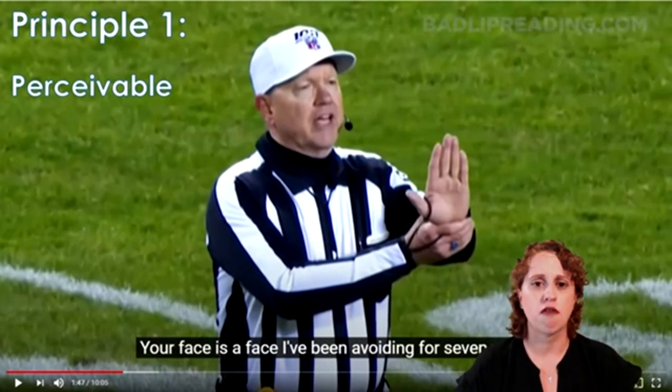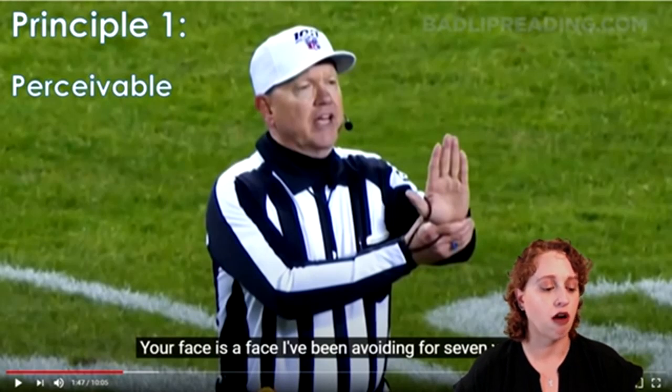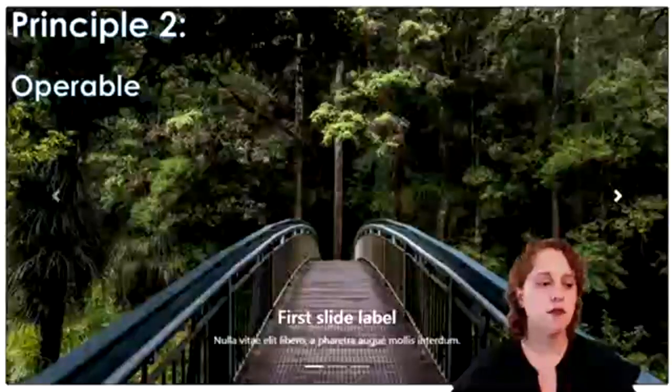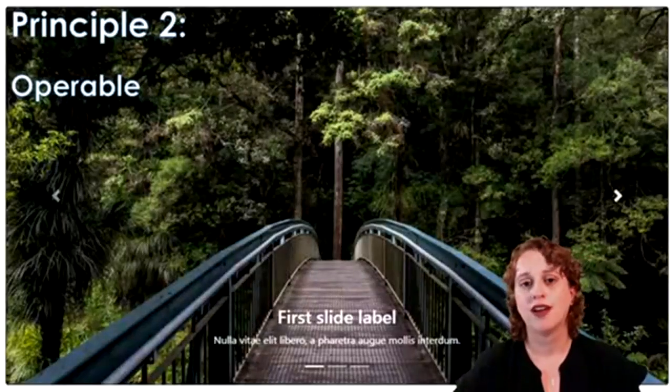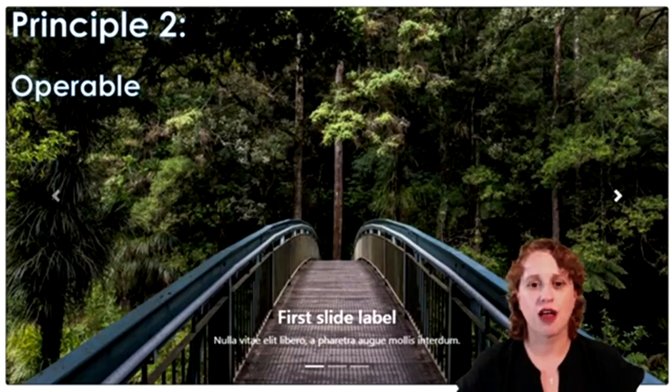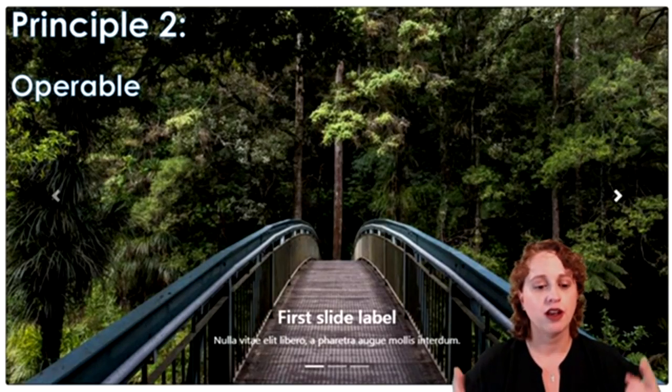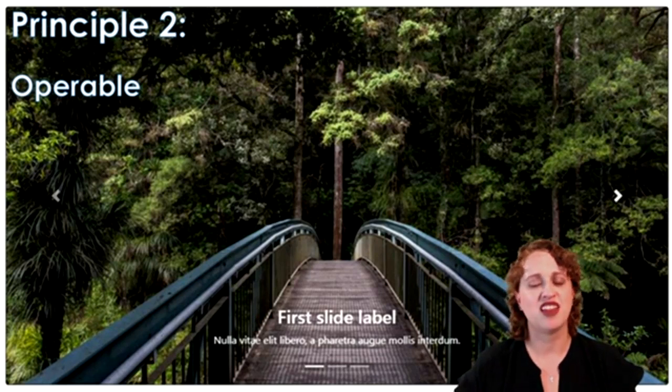So there's a lot of minimums and considerations that come into play there as we work through that. So principle number 2, your content must be operable. You'll hear about this a lot with keyboard navigation. What I've got behind me here is a carousel. You see these on a ton of sites.